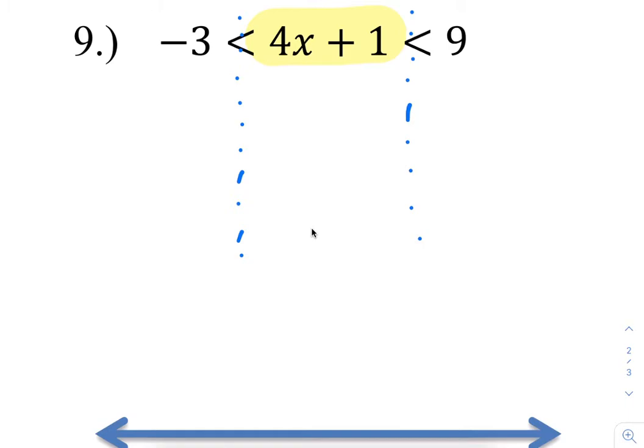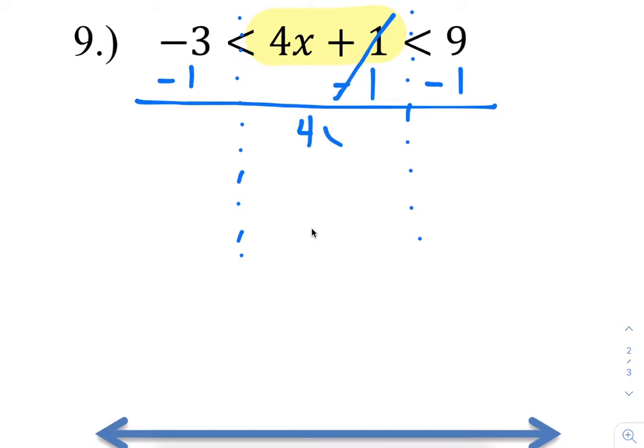So when I ask who is in the section with x that looks like a loner, that would be our 1. We're going to eliminate him to start with, just like we would normally. I'm going to subtract 1, but what you do to one section, you have to do to all sections. So I'm going to subtract 1 from all of the sections. My 1's eliminate. That leaves me with 4x. I subtracted, so none of my symbols are changing. 9 minus 1 gives me an 8. Negative 3 minus 1 gives me a negative 4.